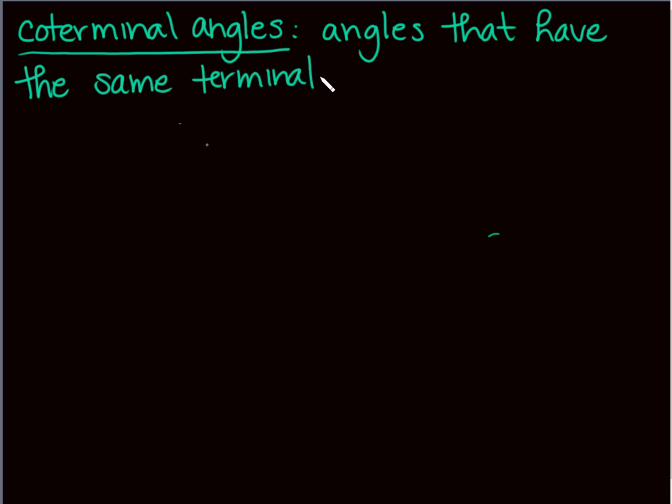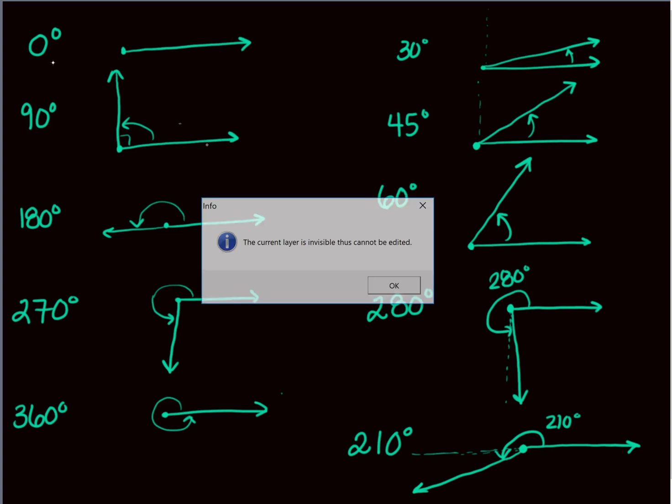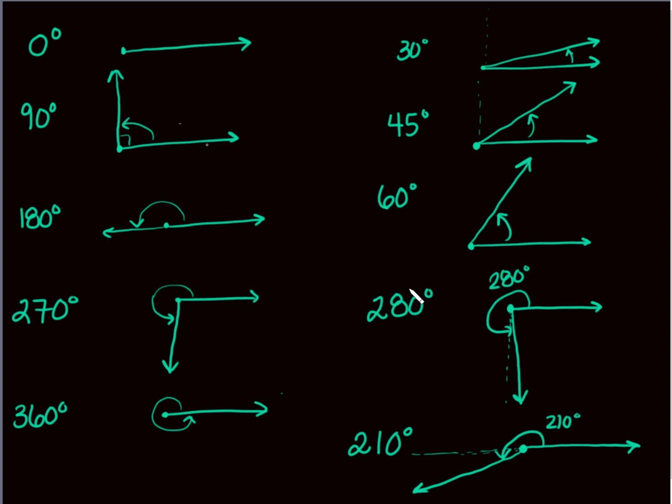Okay, coterminal angles are angles that have the same terminal side. So for example, if I look at coterminal angles, let's go back to here. If you look at here, 0 and 360 degrees are coterminal angles because they have the same terminal side.